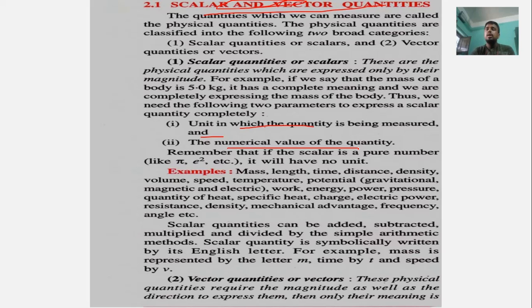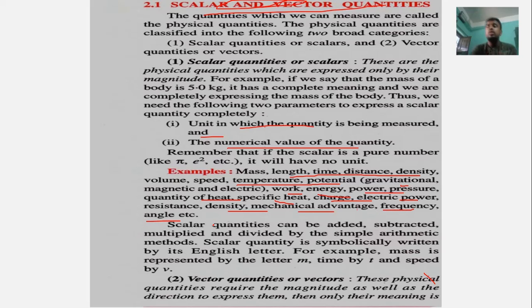So if we say that the distance is 1400 kilometers, then we are telling that it is a scalar quantity. Okay, or scalars, simply scalars. What are the examples? Mass, length, time, distance, density, volume, speed, temperature, potential, whether it may be gravitational potential, magnetic potential, or electric potential. Okay, that we will learn further. Then work, energy, power, pressure, quantity of heat, specific heat, charge, electric power, resistance, density, mechanical advantage, frequency, angle, etc. These are scalar quantities.